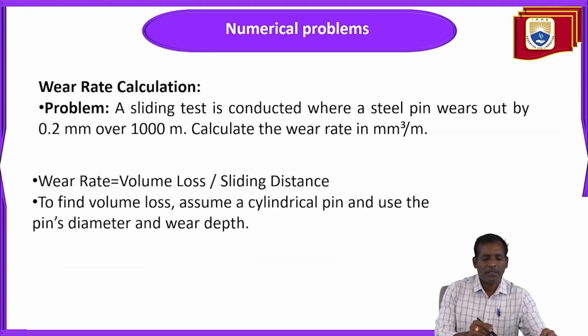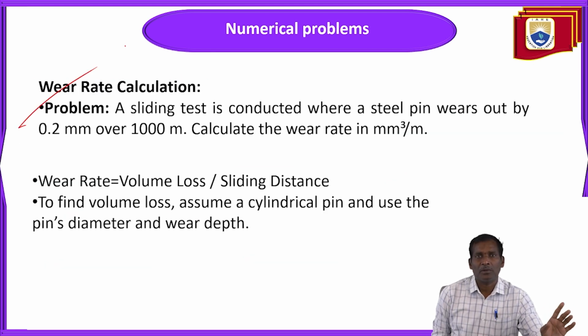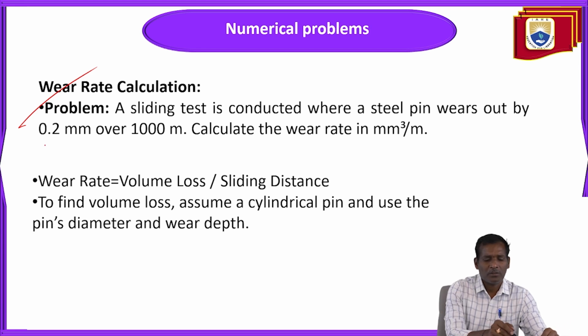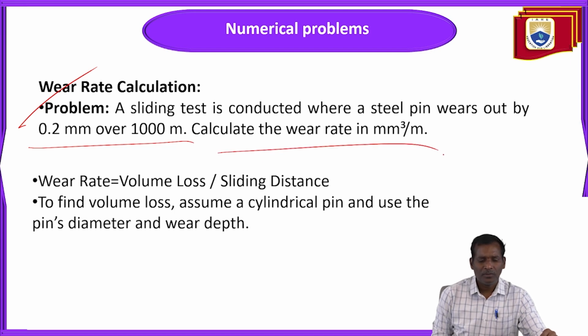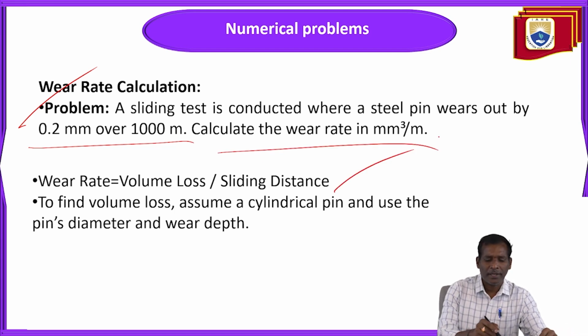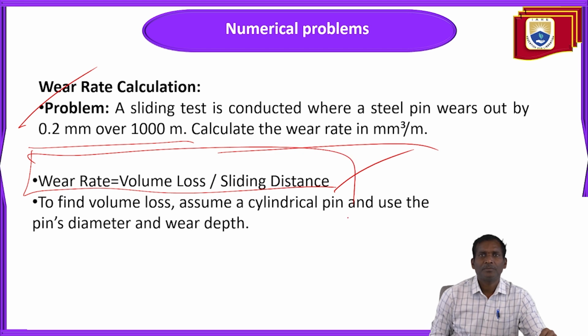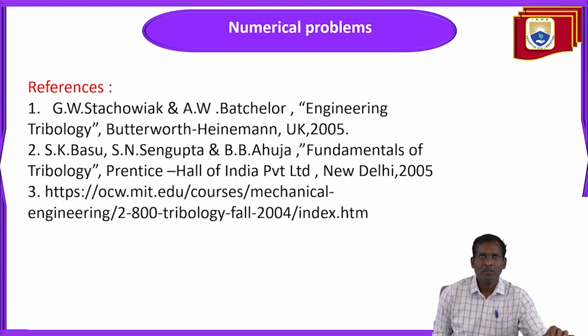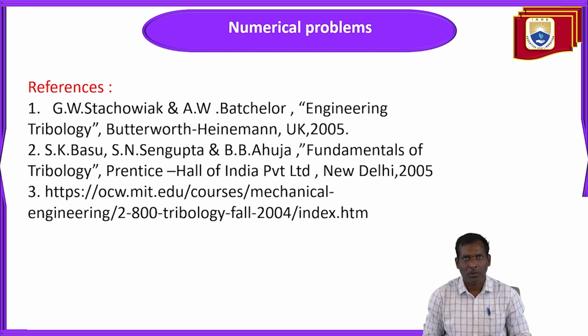Wear rate calculation. So how do you calculate wear rate? Already we have discussed in the pin on disc test. A sliding test is conducted where a steel pin wears out by 0.2 mm over 1000 meter. Calculate the wear rate in meter cube per meter. So here volume loss upon sliding distance. So this is the formula. Apply this formula and calculate the volume loss. Here assume a cylindrical pin and use the pin diameter and wear depth. So these are the references I have taken for this problem.